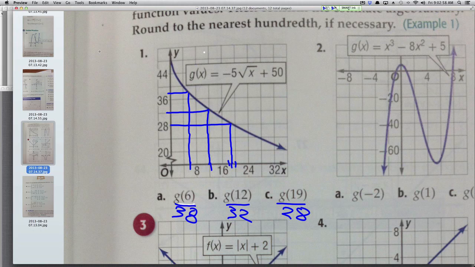So that's how you find function values when you're using a graph. How do we feel about that? Good? Okay. All right, now let's get into the little bit more difficult stuff.